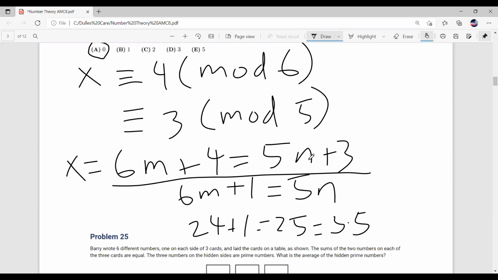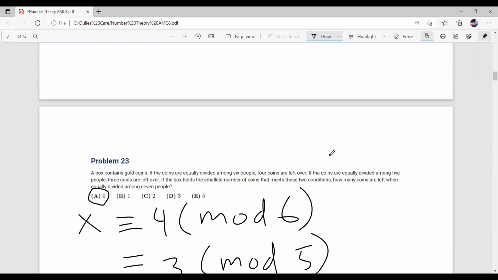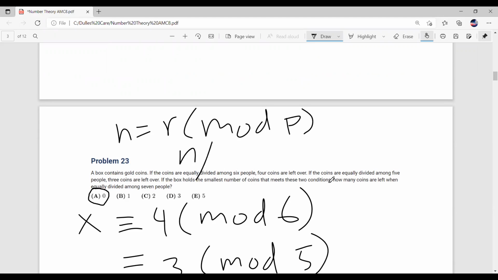All right, so mods essentially is a way of expressing a number. So let's say we have a number n is equal to r mod p. Then that means that when n is divided by p, then the remainder equals r. Wait, I said the remainder is 0.